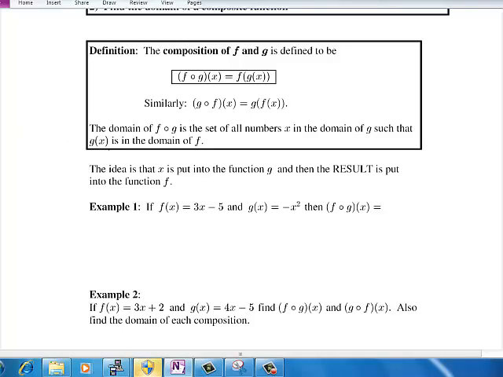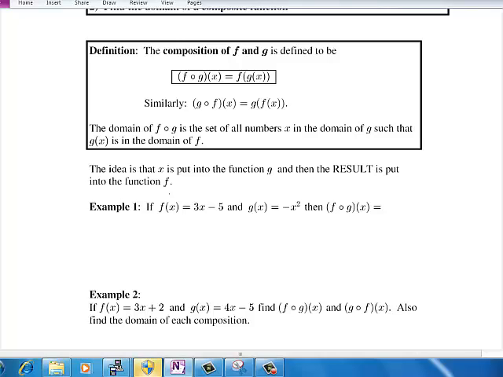We'll worry about the domains when we get into some examples, but it's just saying the domain of f circle g, or f composed with g, is the set of all numbers x in the domain of g, such that the output from g is also in the domain of f, and that can get pretty complicated. Again, the idea is that x is put into the function g, the inside function, and then the outputs from g are put into the function f as the new input for f.